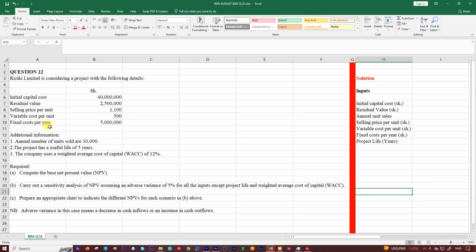Fixed cost per year is 5 million. Additional information, annual number of units sold is 30,000. The project has a useful life of 5 years. The company uses a weighted average cost of capital or WACC of 12%.